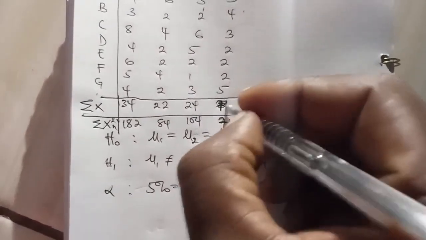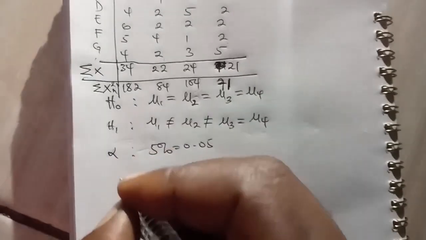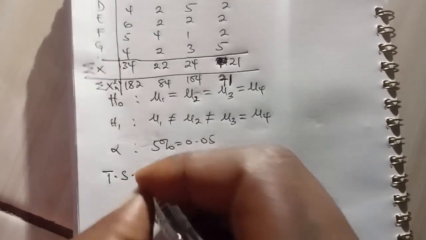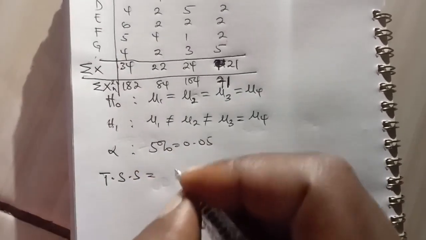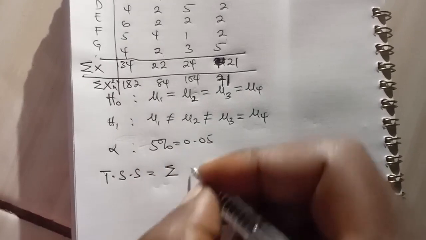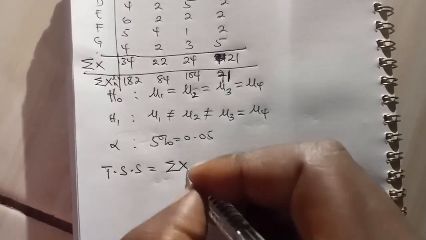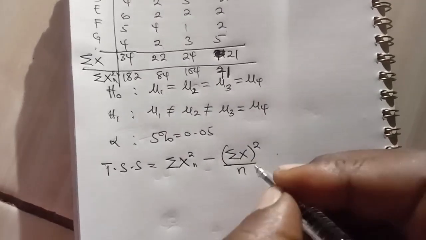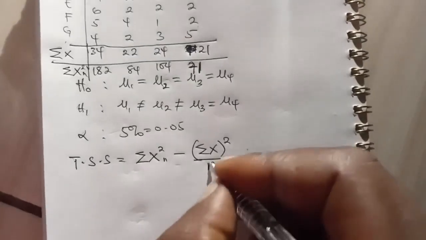Sorry, 71. Here is 21. So here is 71. So the next thing we need to do is to get the total sum of squared, TSS. And for us to get that, we get it by saying summation x squared over n minus summation x squared over n, or use capital letter anyone.